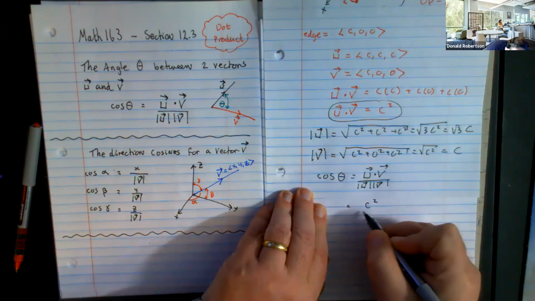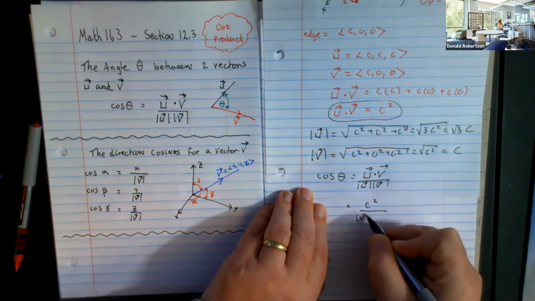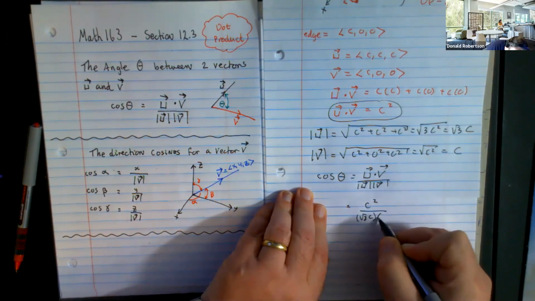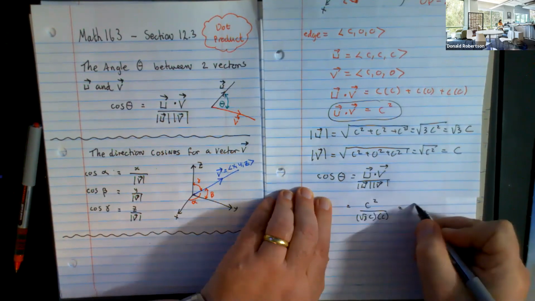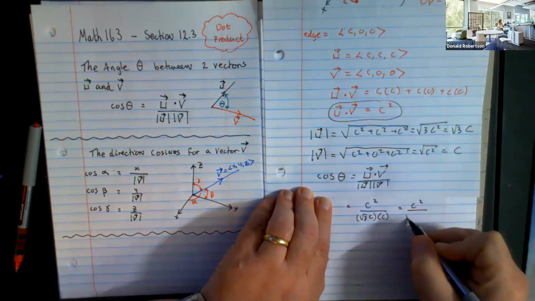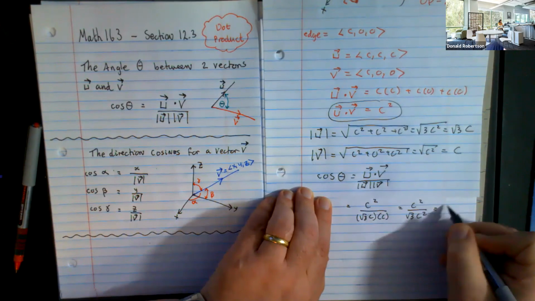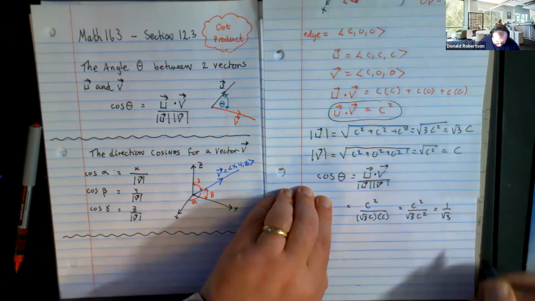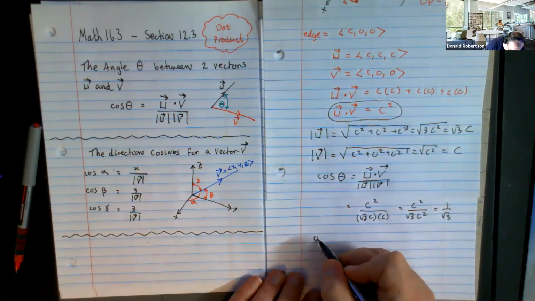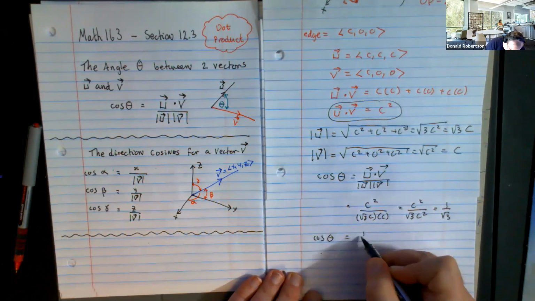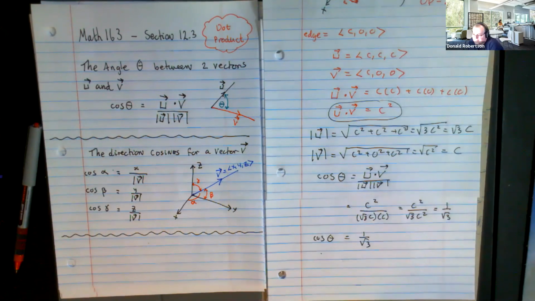C squared, square root of 3C times C. Wait a minute, isn't that C squared over root 3C squared? Isn't that 1 over root 3? Don't we have just a number? A 1 over root 3.